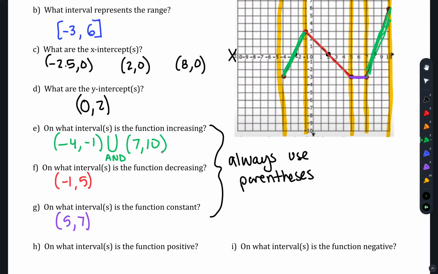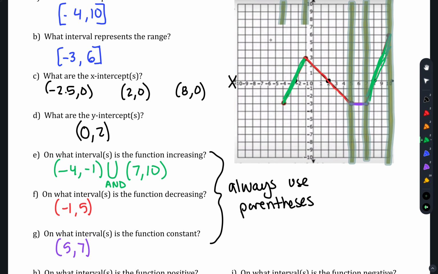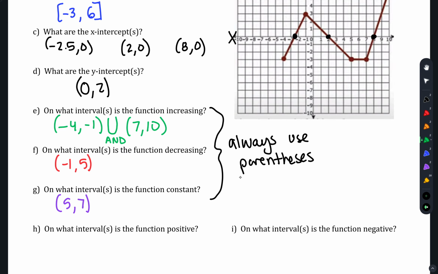Any questions on that? That's increasing, decreasing, constant. I'm going to throw one more new concept at you. I'm going to erase what I have right now, so kind of reset my graph a little bit. Okay, there's my graph. And now I'm going to talk about whether the function is positive or negative.